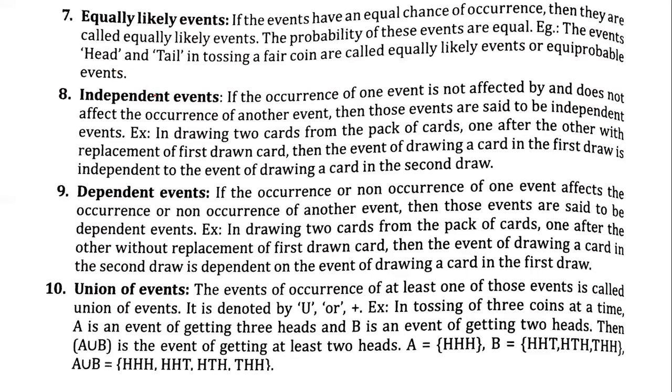So let us see now. Now next we have equally likely events. If the events have an equal chance of occurrence, then they are called equally likely events. The probability of these events are equal. The events head and tail in tossing a fair coin are called equally likely events or equiprobable events. So when I toss a coin, tossing a coin is the best example in probability. When I toss a coin, there is an equal chance of getting head and also an equal chance of getting tail.